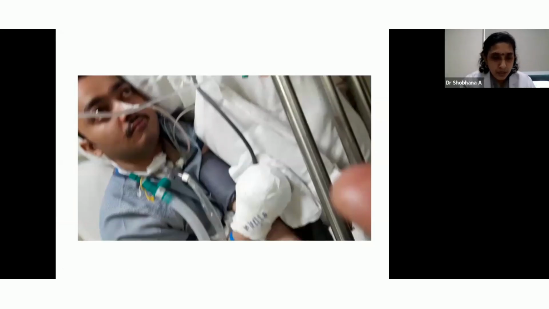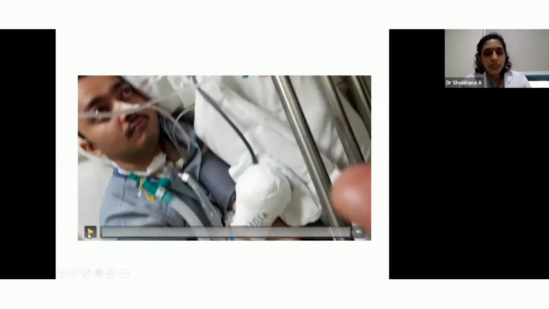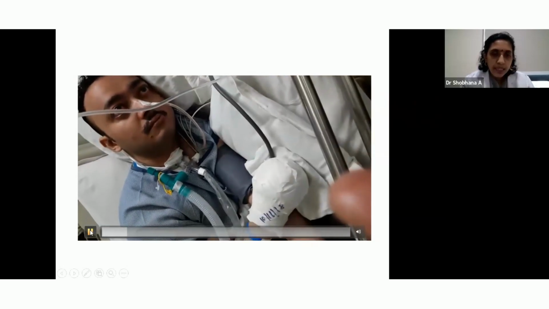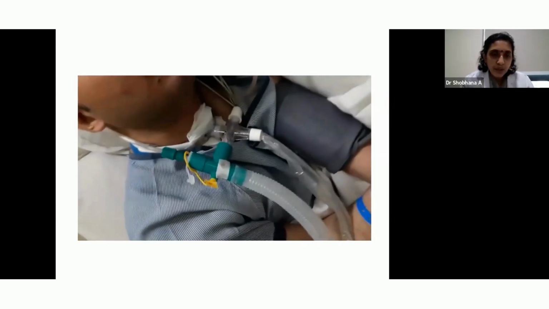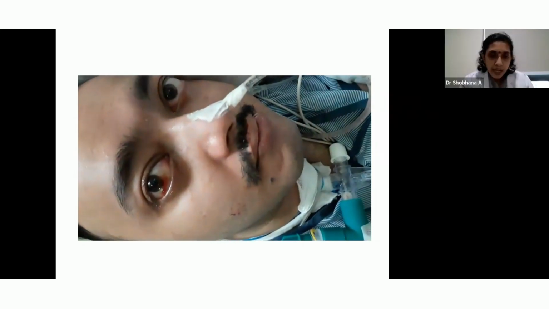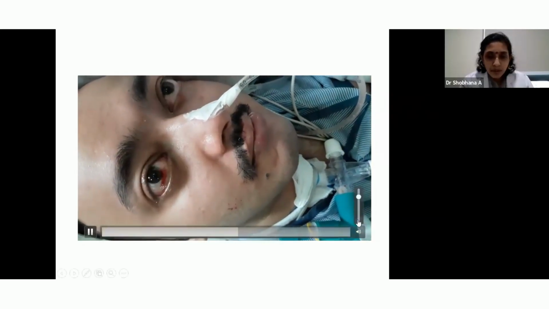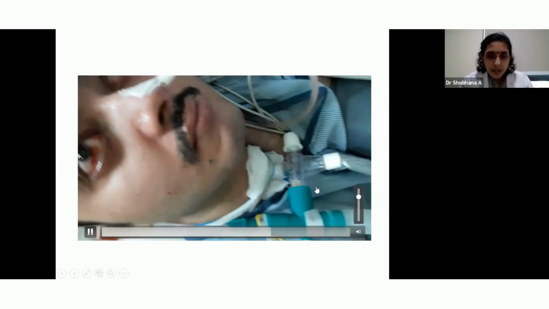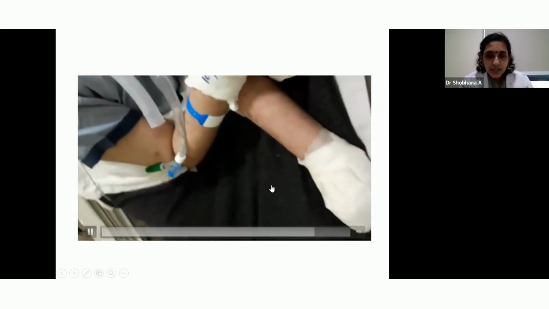Now, I'll ask you to look at this boy who was a known epileptic, but he presented to us with convulsion, and he was on anticonvulsants. And look how subtle the features are. You may miss it if you don't look properly. Look at the eyes, just a flicker of movement, and you can easily miss it, and look at the hands, just subtle movements.